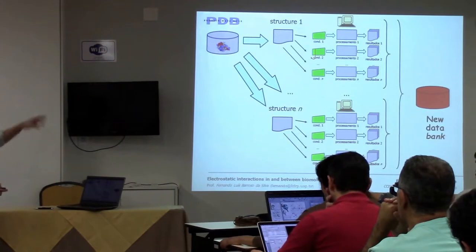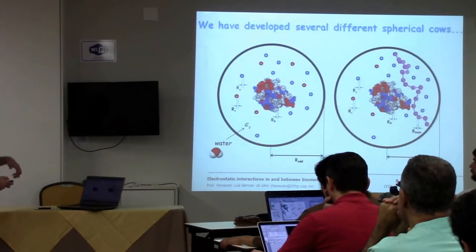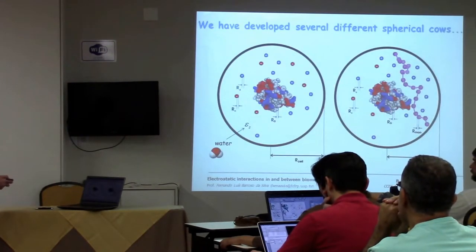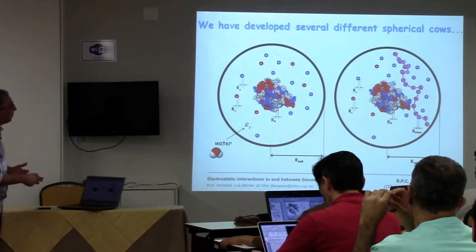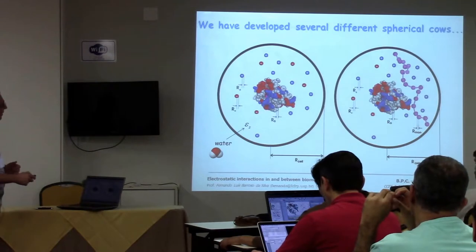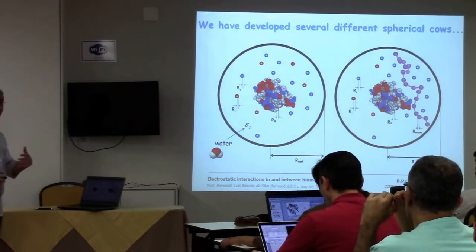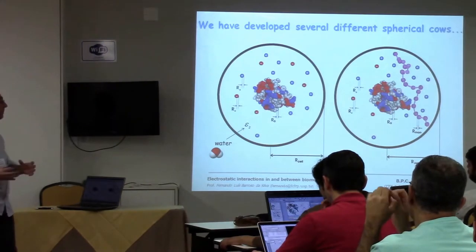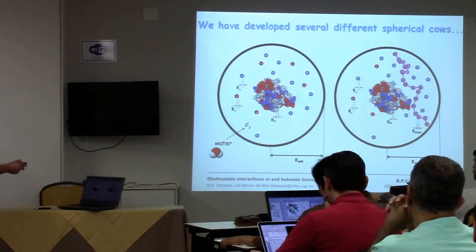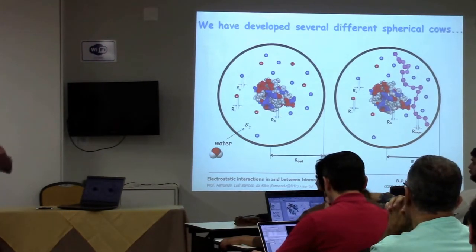So with all these things in mind, we developed this kind of model. I mean, they are very primitive in the sense that even the name of the salt description is called the primitive model. We have the protein that can be either atomistic details or can be a mesoscopic description. We merge this in a spherical box, so this is a good thing for us.